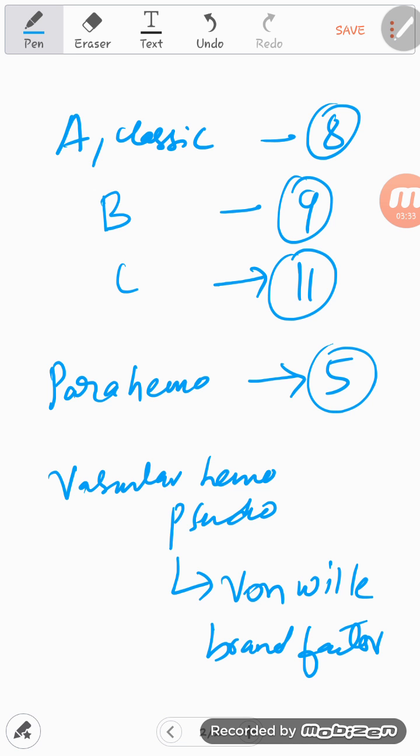Clear? Hemophilia A, called classical hemophilia, is due to factor 8. Hemophilia B, factor 9, Christmas factor. Hemophilia C, factor 11. Parahemophilia, factor 5. Vascular hemophilia or pseudo hemophilia is due to von Willebrand factor.